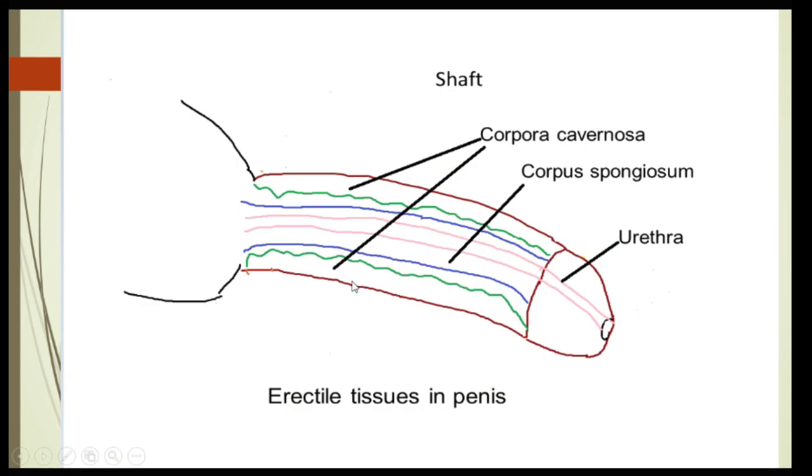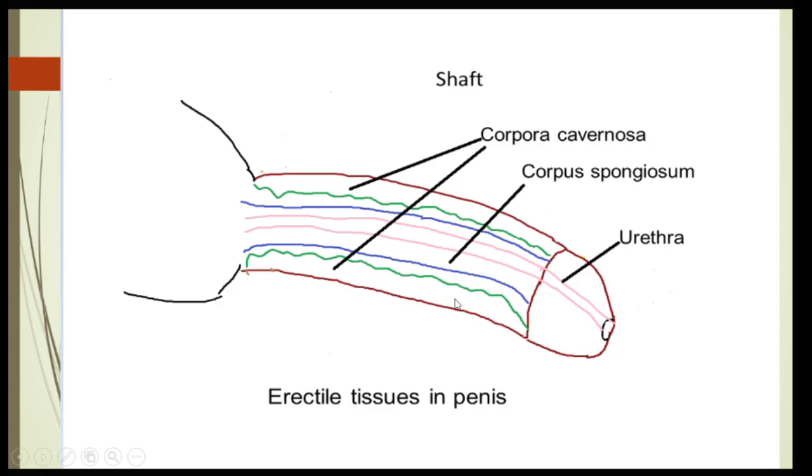Just see over here, this is the red line, which shows the skin of the penis. Inside that I have shown this green line. The area in between this green line and red line, this whole area, is one column. Likewise, over here, this is the skin of the penis, and inside there is a green line I have shown. So this is the second column.